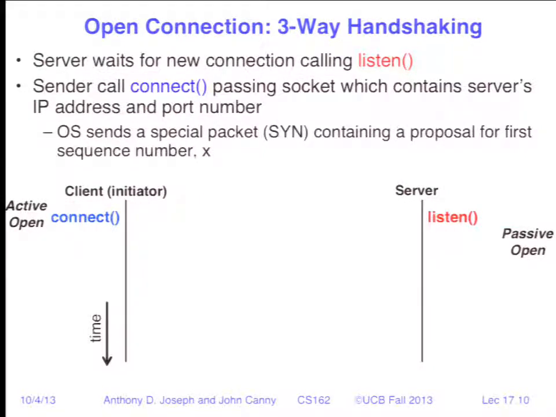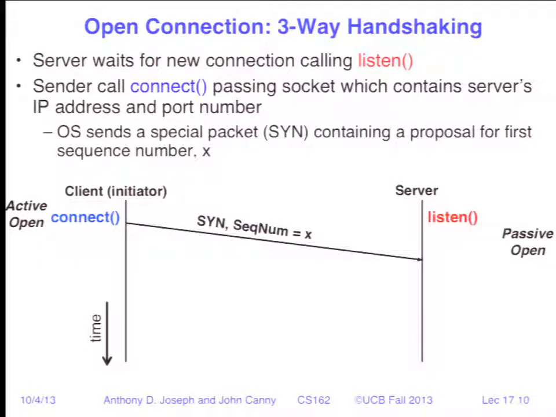Right? So this is, you typed in www.cs.berkeley.edu, and it connects to that machine on port 80. So it'll issue a connect. And the operating system will now send a special packet from the client to the server called a SYN packet. This contains its proposal for the first sequence number. So we picked this random number, X, and we sent it.